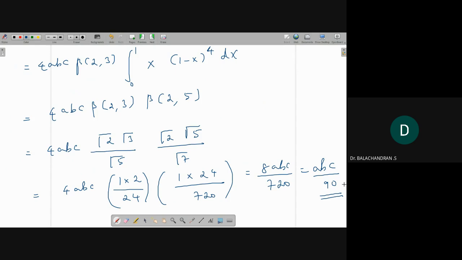So I think still we have 2 more problems related to this type. Related to this type means a triple integral using beta and gamma function. So I will do this problem tomorrow.